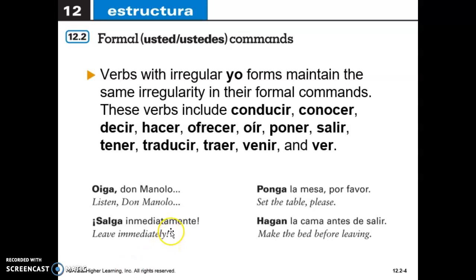Salga inmediatamente. Now in these two, I'm still talking about a singular person. Ponga la mesa, por favor. Still singular. However, over here, hagan la cama antes de salir. This one is plural, okay? So you have to watch for the times that I'm giving a command to only one person versus when I'm giving the command to several people.